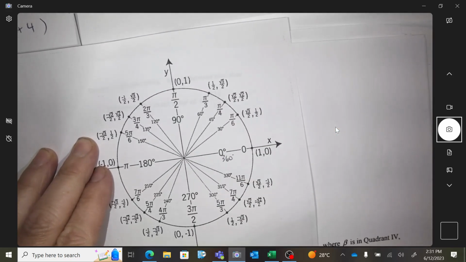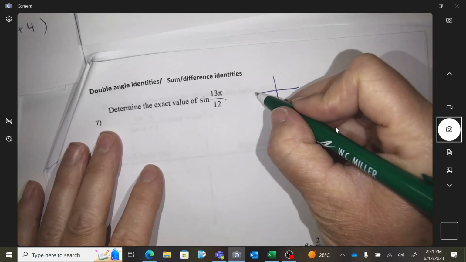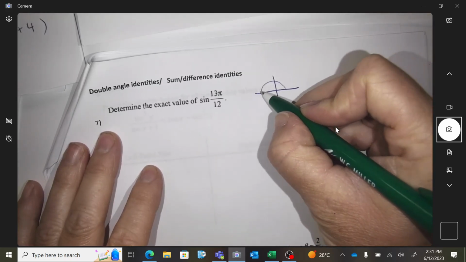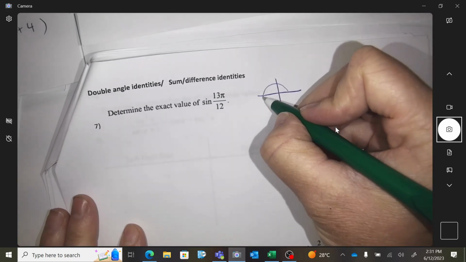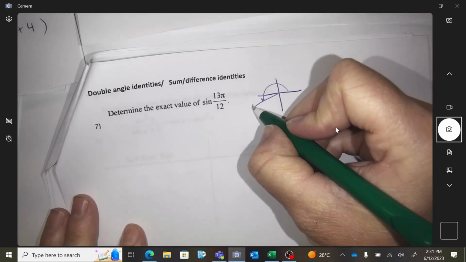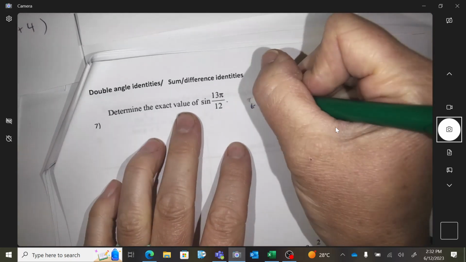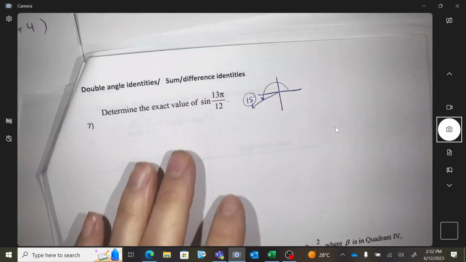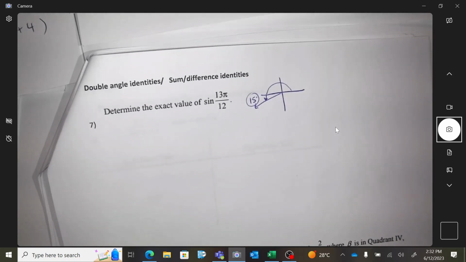So if you ever have a 12 fraction, it's one of these. Okay, got it? So where is the 13 over 12? 12 over 12 is an entire pi, and 13 over 12, you would land there. So how many degrees am I away from the axis? You are 15 degrees away. So what do I do with these 15s and 75s? How do I handle them?